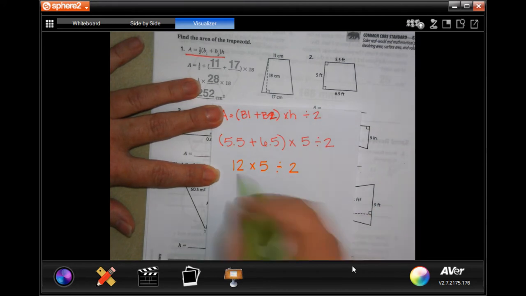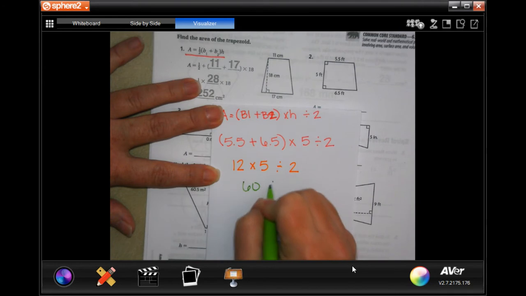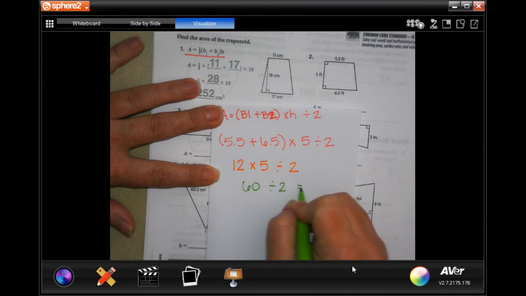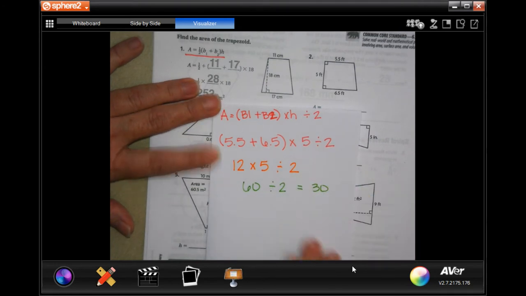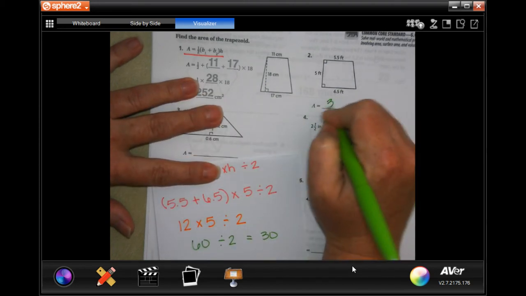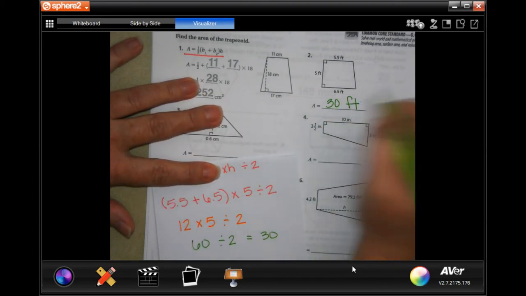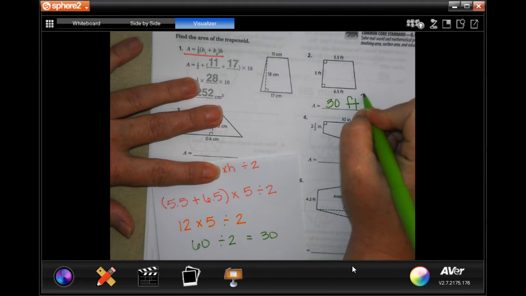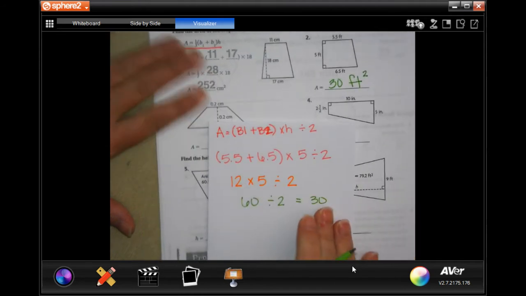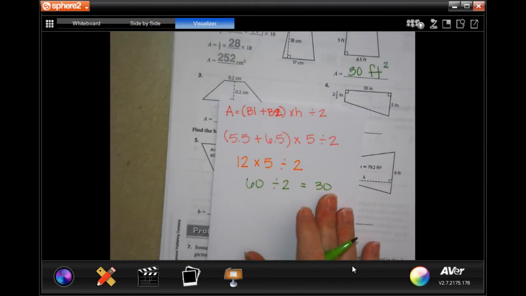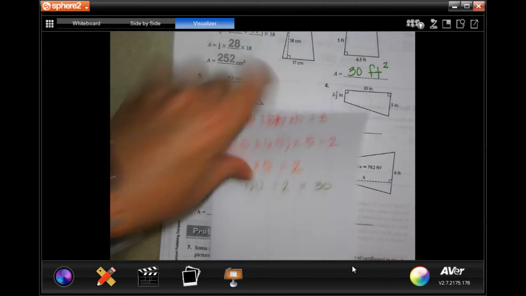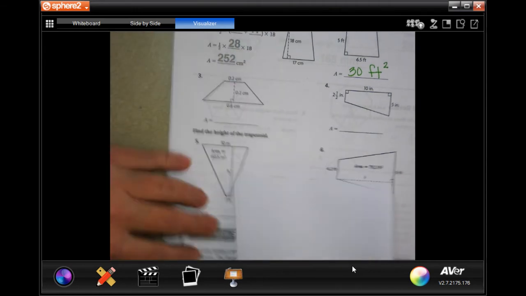So 12 times 5 is 60. We still have to divide that by 2. That's 30, and we're dealing with feet. We multiplied feet by feet, so it's feet squared. Not too bad once you get used to it, guys. Let's do another one.